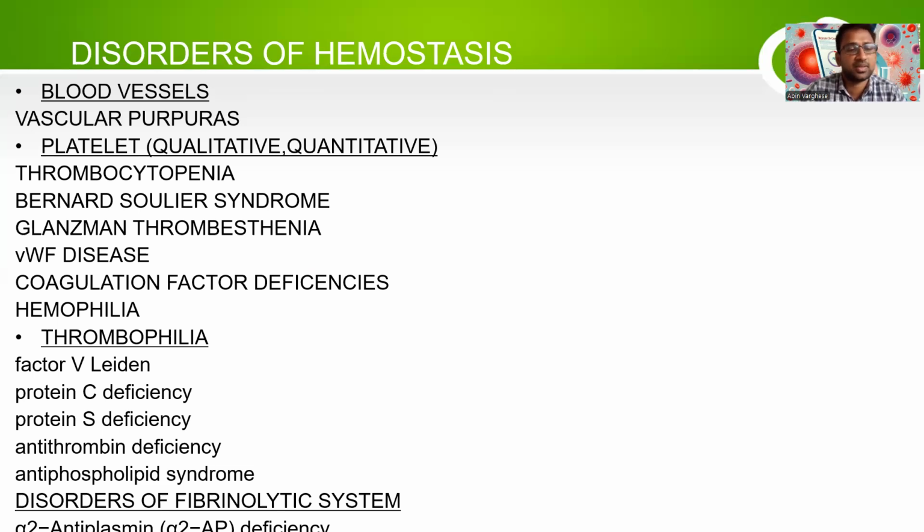Usually this happens when there are autoimmune conditions and during pregnancy. There is a possibility of the body producing antiphospholipid antibodies like lupus anticoagulant. This can cause thrombophilia. And there are disorders of the fibrinolytic system like antiplasmin deficiency, which can cause late bleeding after surgeries.